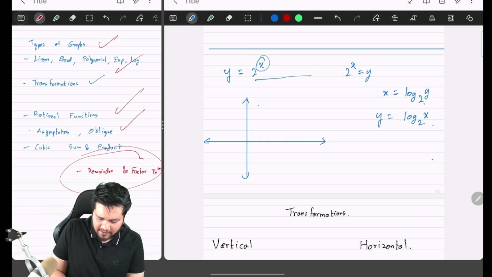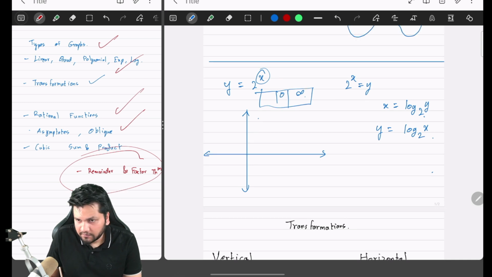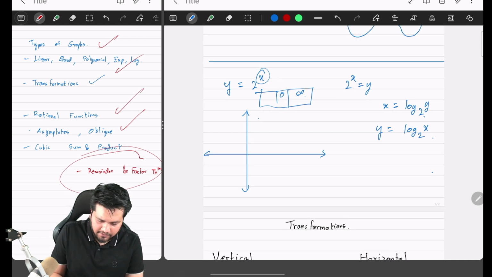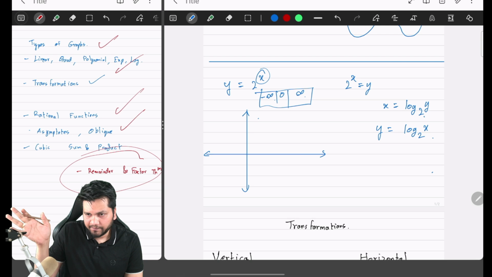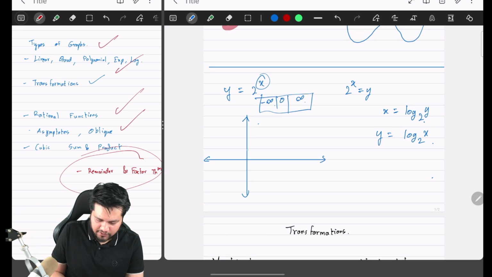So I'm going to put 3 values. One is this infinity, the other one I'm going to put as 0, the middle value, and then minus infinity. At infinity I'm getting an infinity value. At 0 I'm getting 2 to the power of 0, which, as you already know, is 1. Anything to the power of 0 is 1.